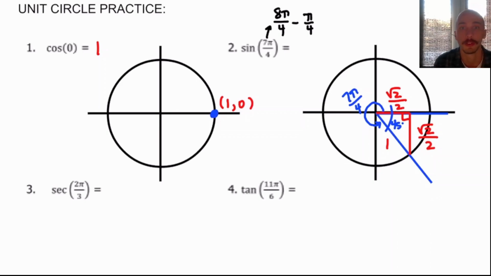Okay, I'm going to stop and think what needs to be positive, what needs to be negative. In the fourth quadrant, x is positive and y is negative. So go over and do a little bit of that. Okay, sine of 7 pi over 4 is opposite over hypotenuse, so SOHCAHTOA. So it's going to be negative root 2 over 2 divided by 1, negative root 2 over 2.